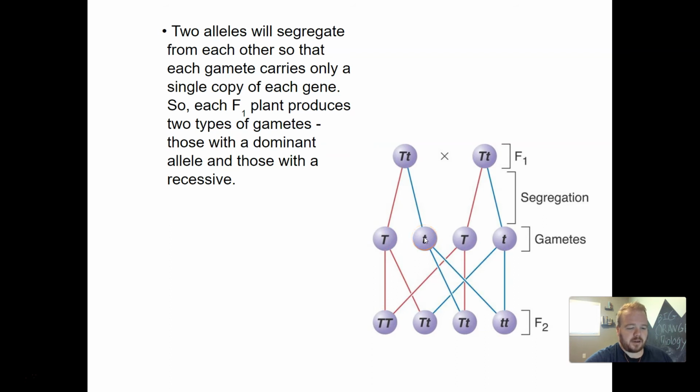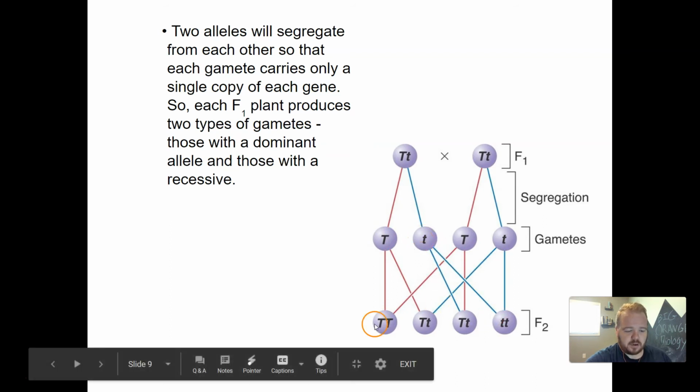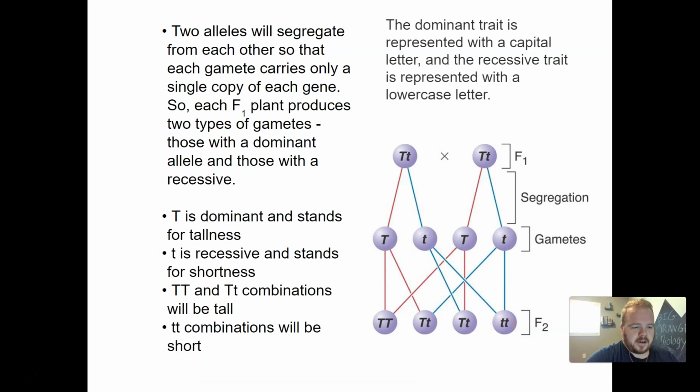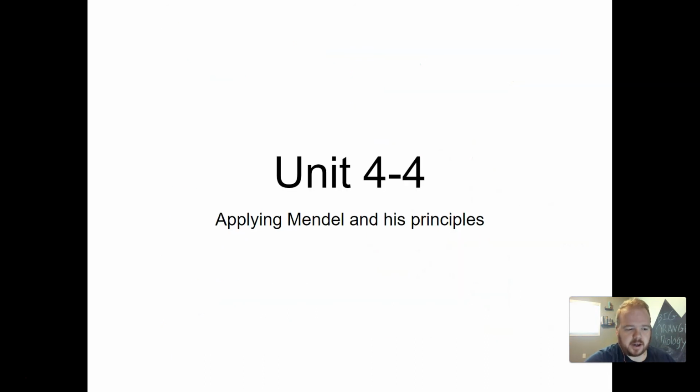And when that happens, when they cross again through F2, you get a distinctly different distribution. So instead of being 100% all tall, you get 3/4 of them being tall with 1/4 being short. And it tells you right there. Now the dominant trait is always going to be represented by a capital letter, and the recessive trait will always be represented with a lowercase letter.